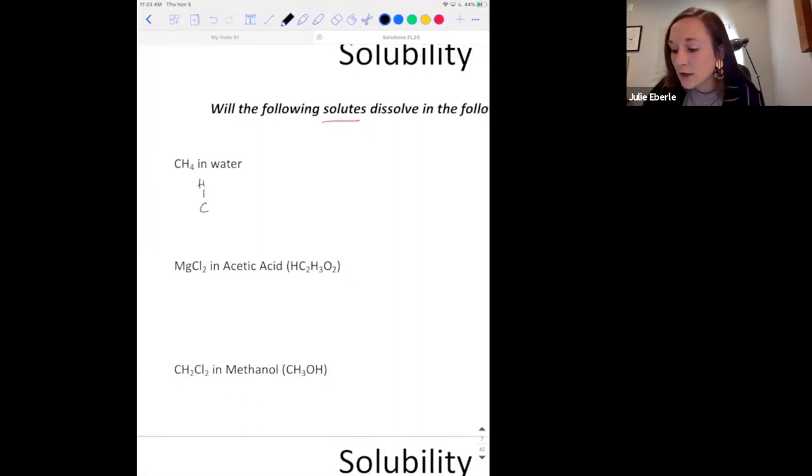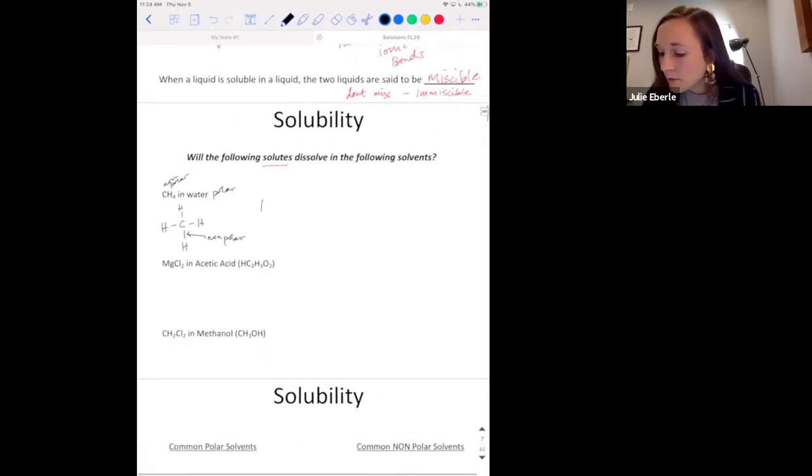If you draw out the Lewis structure, actually we don't even have to do that because we know it's just carbon and hydrogen. Based on electronegativity difference, none of these carbon-hydrogen bonds are polar. A carbon-hydrogen bond is always nonpolar. And even if it was polar, we would have symmetry in the molecule. There are two planes of symmetry here, north and south, east and west. But we don't have any polar bonds, so this is nonpolar. Carbon tetrahydride is nonpolar. Because it's nonpolar and water is polar, it will not dissolve. That solute, carbon tetrahydride, would not dissolve in water. Okay, look at the second one.